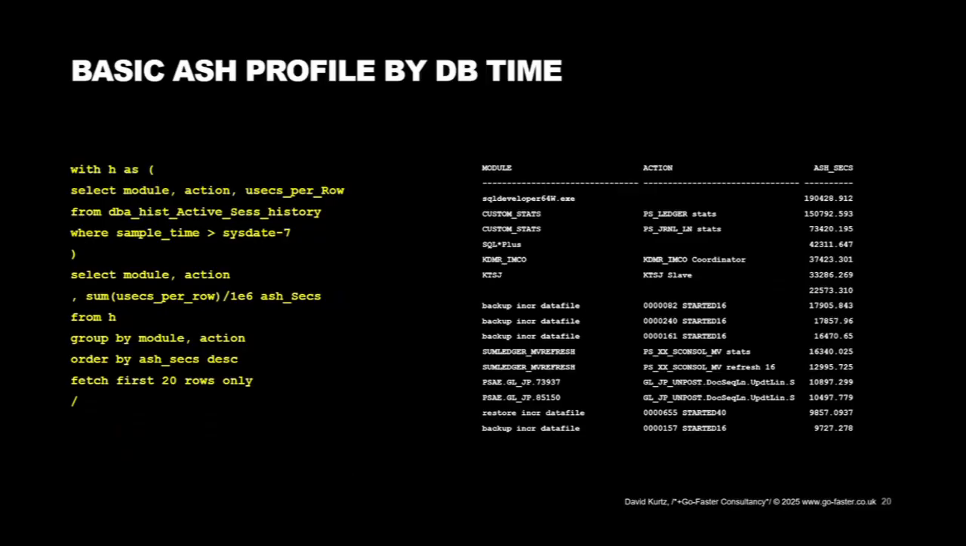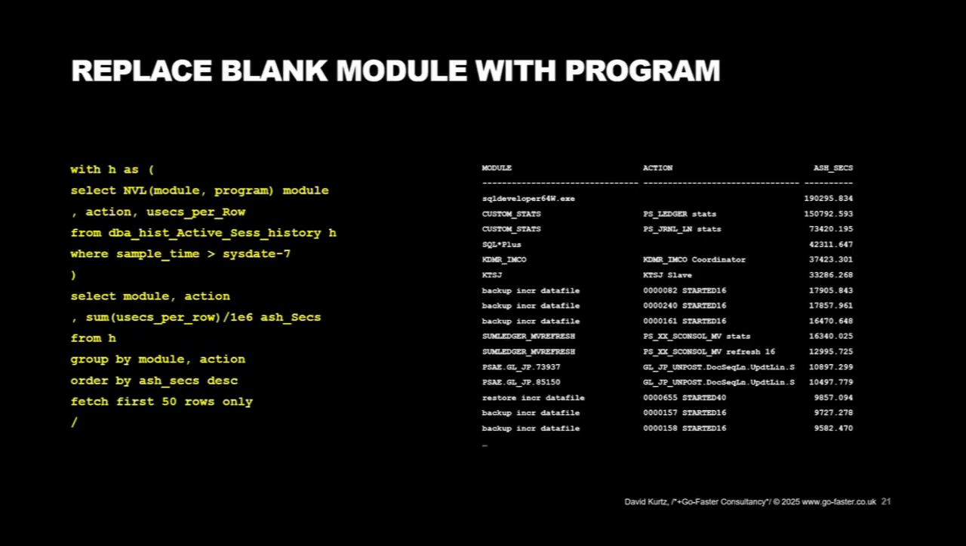Sometimes you want to profile the time, and this is the kind of query I do a lot. So you say, how much time did I spend in each module and action on active session history, and I'm going to profile it by descending order of time. First problem here is I've got a blank module because shadow processes are not sometimes instrumented. So I'm going to replace blank module with a program name. So I'm going to introduce a null value into my SQL.